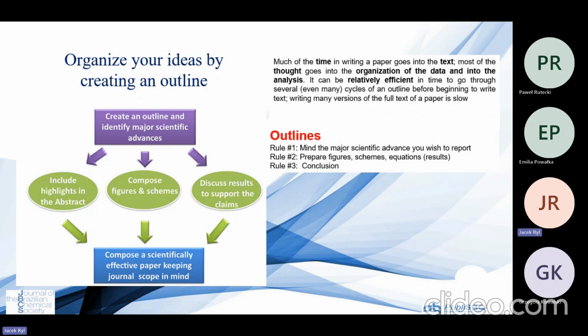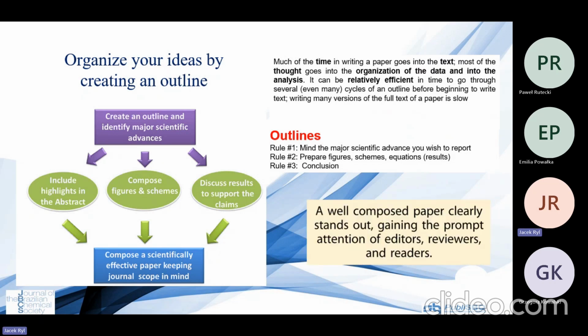So much of the time in writing a paper goes into the text. Most thought goes into the organization of the data and into the analysis. It can be relatively efficient in time to go through several, even many cycles of an outline before beginning to write a text. Writing many versions of the full text of a paper is slow. So to try to organize all these ideas before we start to write is the best advice I can give you. And this is from one of these tutorial papers that I showed you before. So this is one strategy to organize our ideas and then to start to write a manuscript.